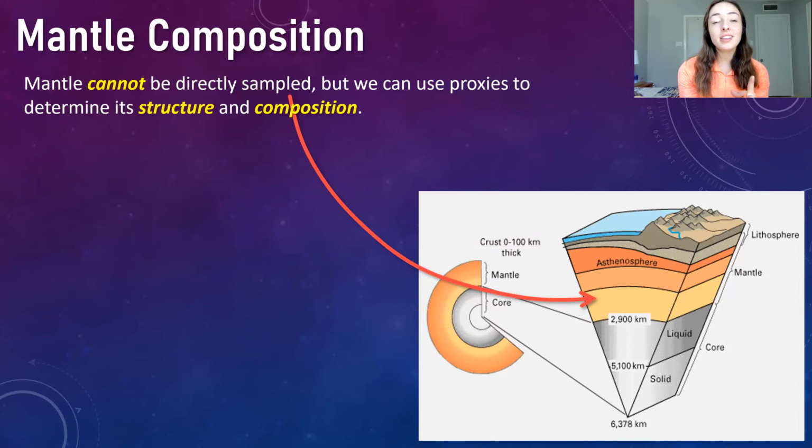So now that we've discussed the two major types of basalts and their compositional differences, let me jump into discussing a little bit about the mantle, the Earth's interior, how much of it is the mantle, and how we can use these basalts to understand the structure and composition of the mantle.